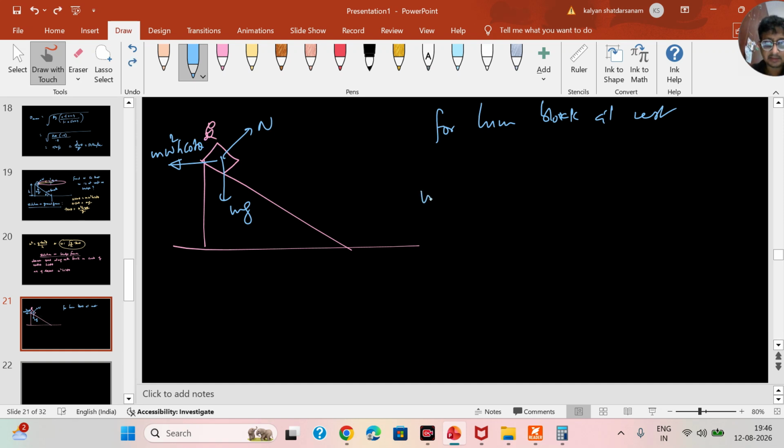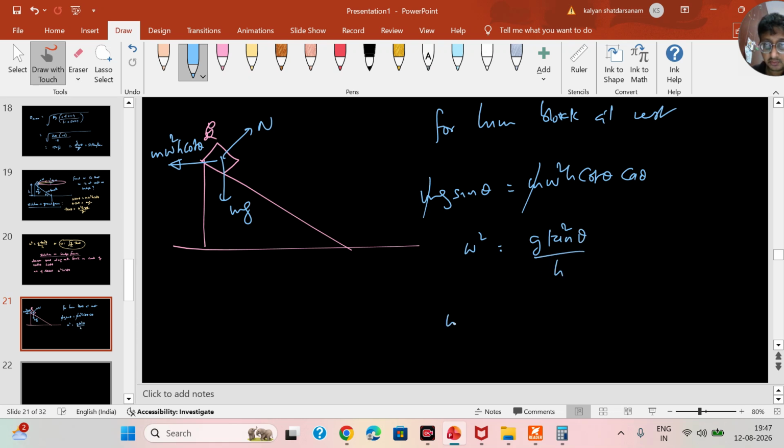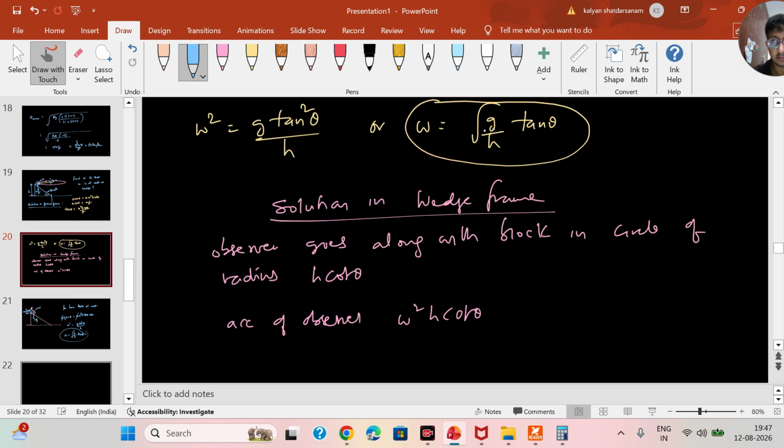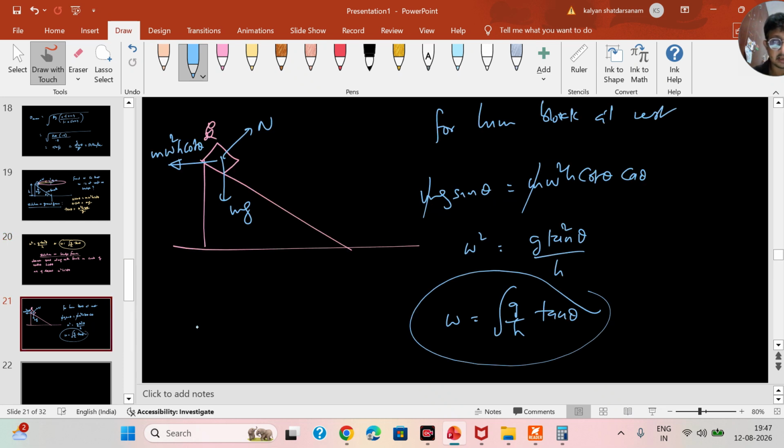So you can directly say mg sine theta is m omega square h cot theta cos theta. So m goes away. So from here omega square is g tan square theta by h. So omega is root g by h tan theta. It's exactly the same value we are getting. Whatever you got here, root g by h tan theta, you got in the non-inertial frame also.